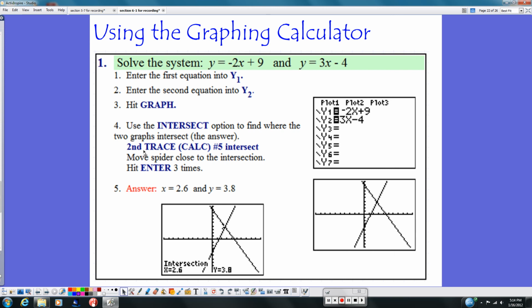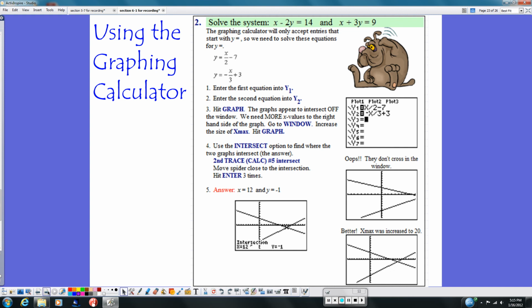We're going to press second, trace, and number 5 for intersect. We're going to move the cursor, which they're calling a spider here, close to the intersection and hit enter 3 times. So the answer to this system would be 2.6 and 3.8. Again, if we were graphing this, we probably would not have come up with these specific answers.